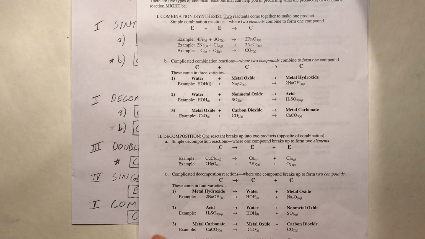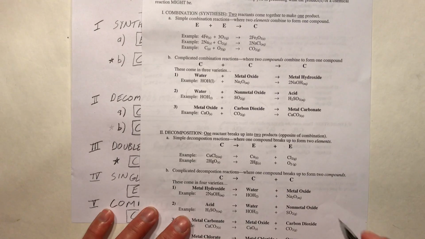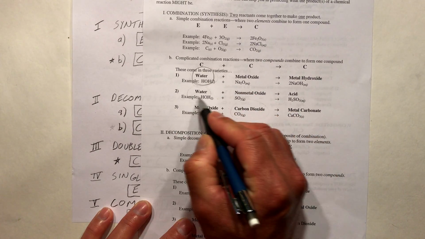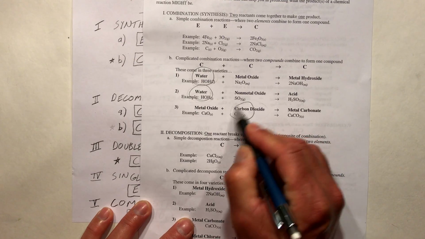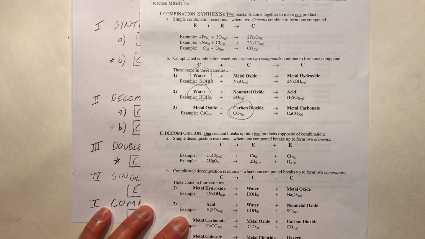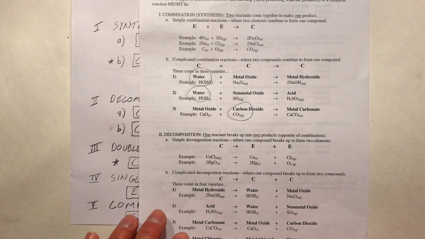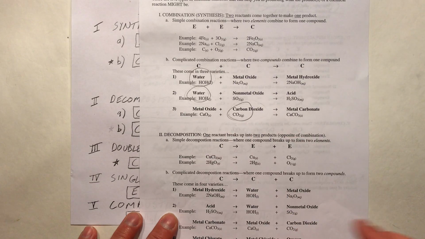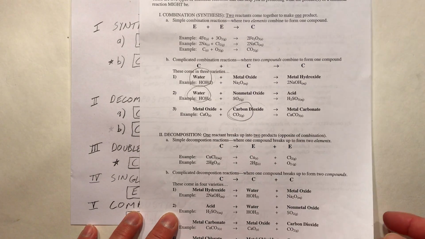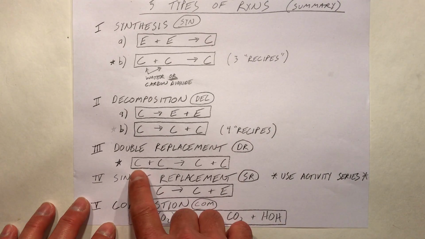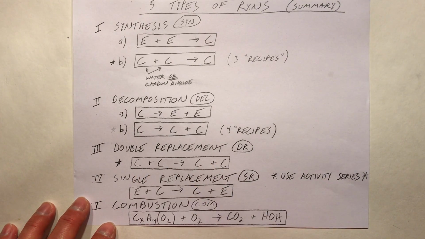In fact, it's not a bad idea on the reference sheet to circle water, water, and carbon dioxide to remind yourself that we're kind of keeping an eye out for those, so that if we see those in reactions where we have two compounds on the left of the arrow, we know we have a complex synthesis. And if we don't see water or carbon dioxide, we know we have a double replacement.